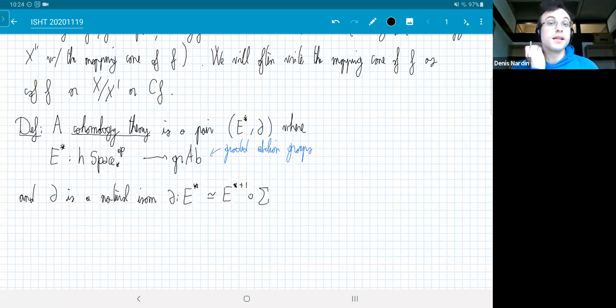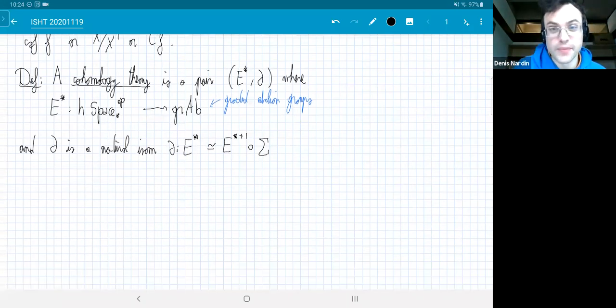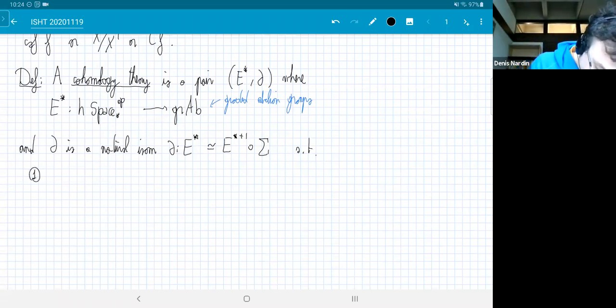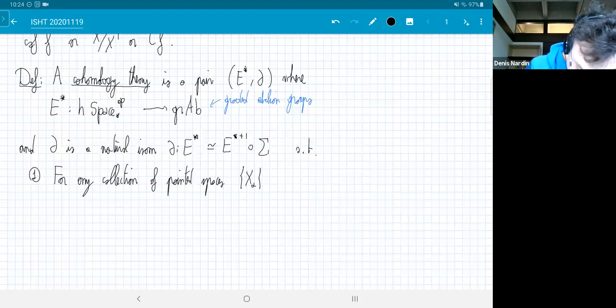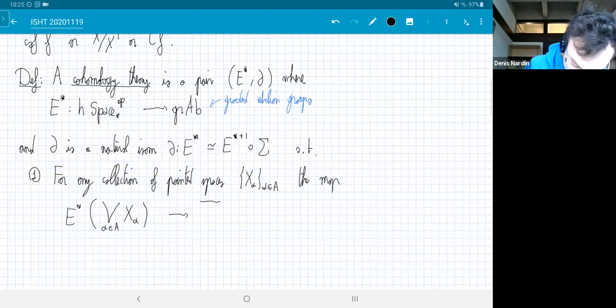This might or might not be the definition you've seen before. Oh wait, I didn't tell you the property though. So, such that, we have two properties. For any collection of pointed spaces X_α, the map, so we have a map from the E^* of the wedge. Remember, the wedge is the coproduct, to the product.